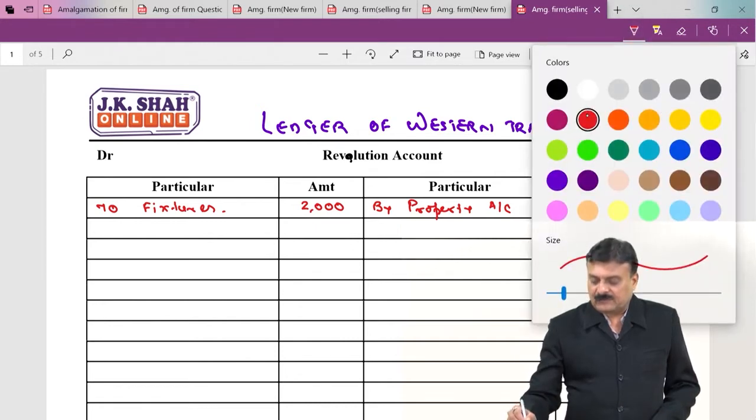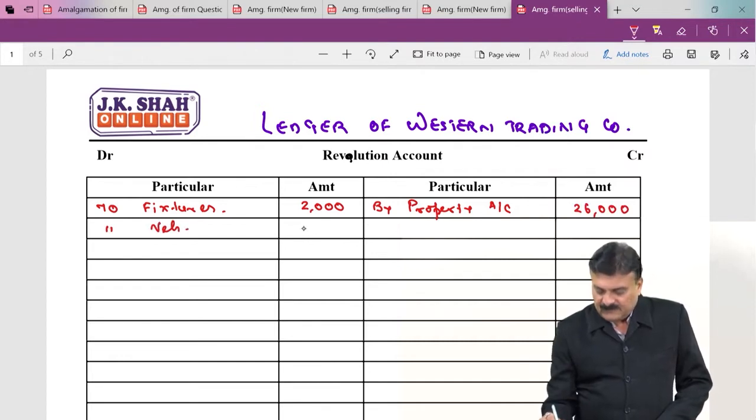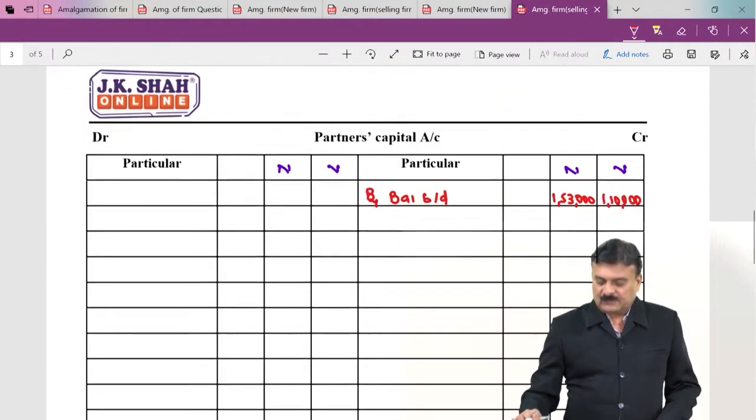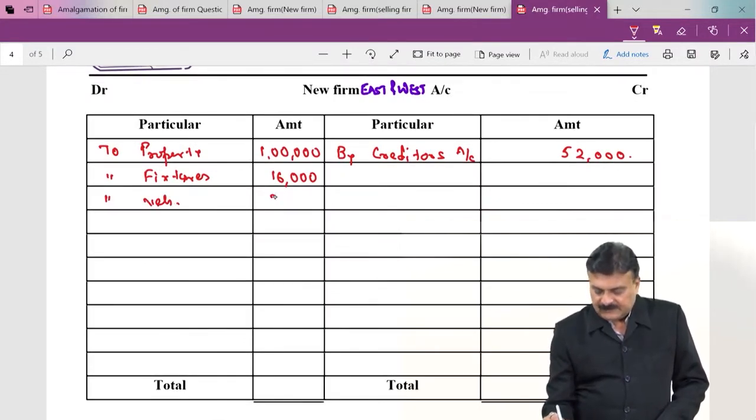That means we have suffered a loss of 2,000. So, revaluation debit side to vehicles 2,000. Second effect, it is taken over by new firm East and West. So, to vehicles, agreed value is 28,000.